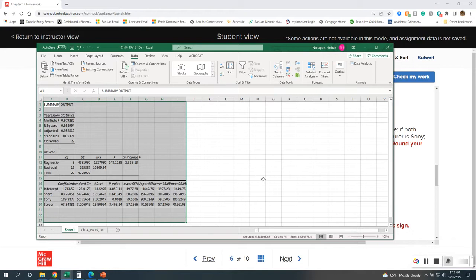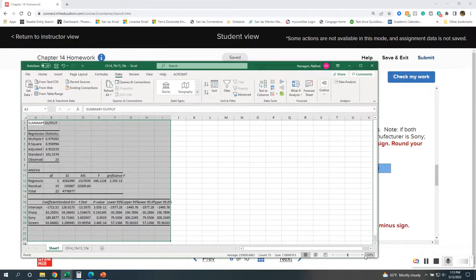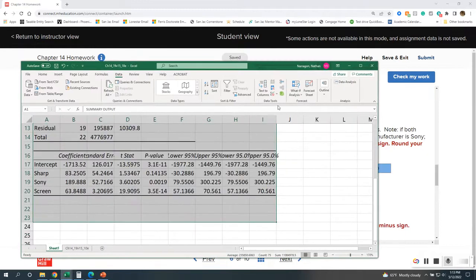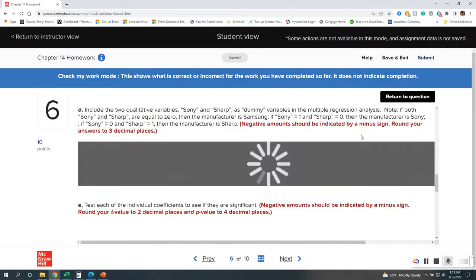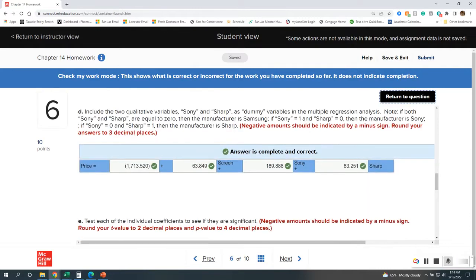Alright, so it does change a little bit. So our intercept now seems to be negative 1713.52. Screen is 63.8488. Sony 189.888. And Sharp. See if I put them in right. We did. That tells you a lot right there. So, notice that if it's a Sony, our model shows that it increases by almost $190.